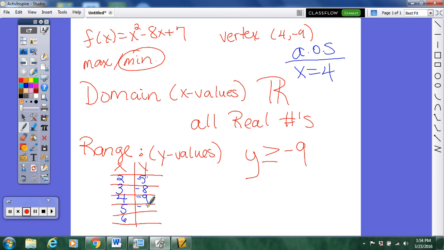-5, -8, -8, -5. So I've got the 5 points I need to graph. My vertex is in the middle. I got 2 points on the left of it and 2 points on the right of it. You got to know where to find that in that table. So if you don't know where to do that, then you better be writing it in your notes so you'll know for your test tomorrow.